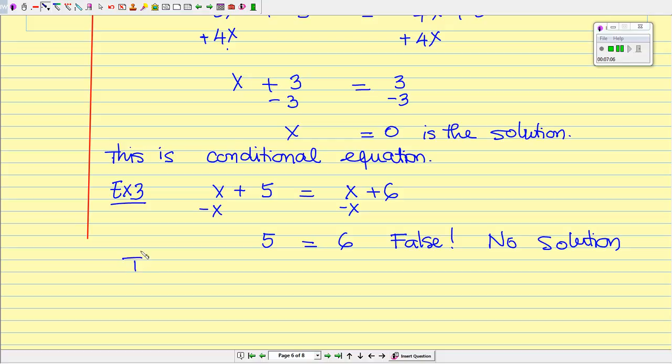Then we can conclude that this is a contradiction equation.